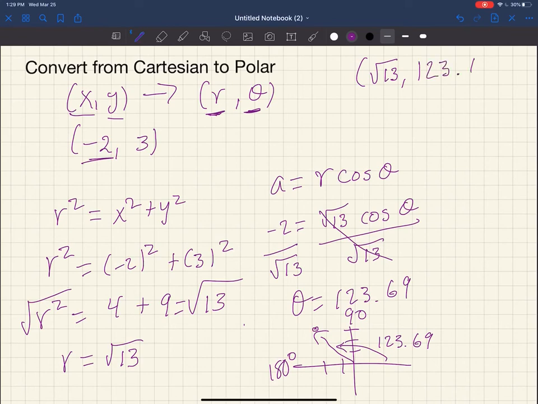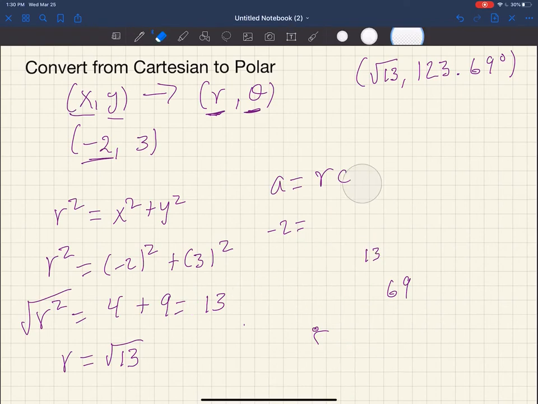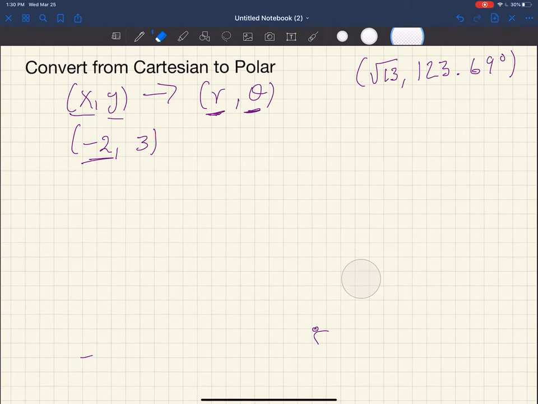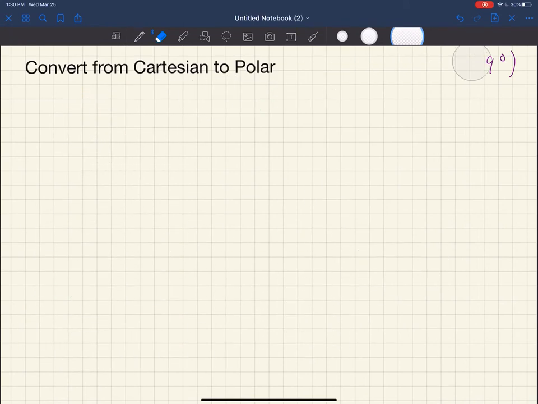Remember, if you're in the bottom 2 quadrants, you have to subtract the data that the calculator gives you from 360. Okay, let's do another example. This one will do something in quadrant 4, 7, -5.